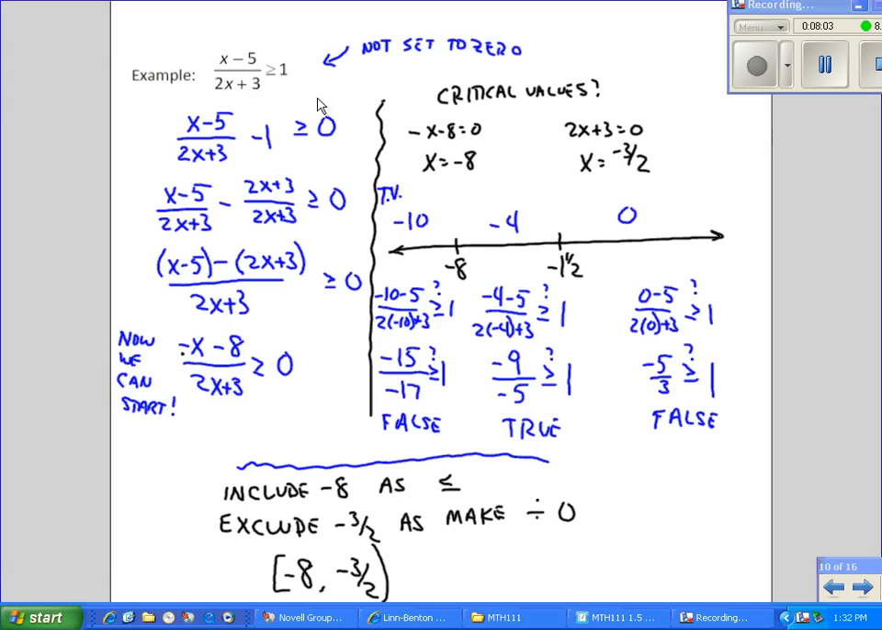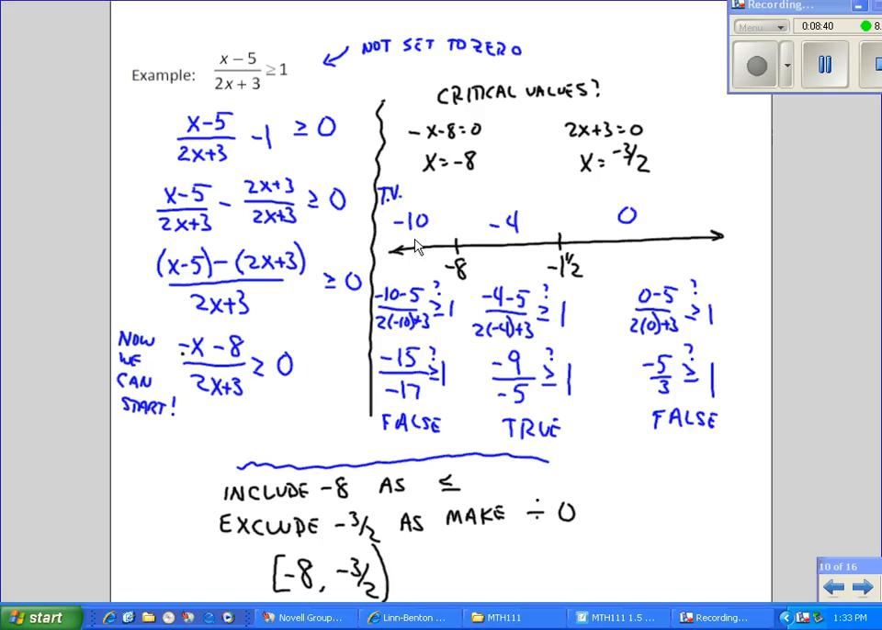Okay, now this particular example is a little more complicated because it's not set equal to 0. So if we bring the 1 over to the left-hand side, we then need to get a common denominator, combine the 2 expressions, simplify, and then we get to where we can start solving the problem like the previous one. So again, we're going to set the numerator to 0 and the denominator to 0 to get the critical values. So that's up over here. So 2 critical values are -8 and -3/2. That gives us 3 different test intervals. Again, it's arbitrary how we're picking these test values. We just pick an arbitrary number in each of these regions.